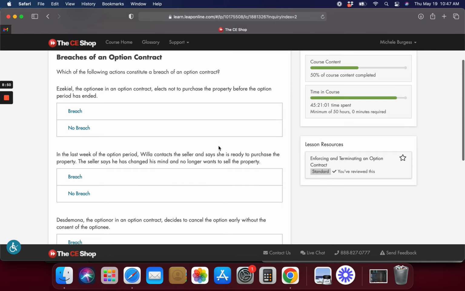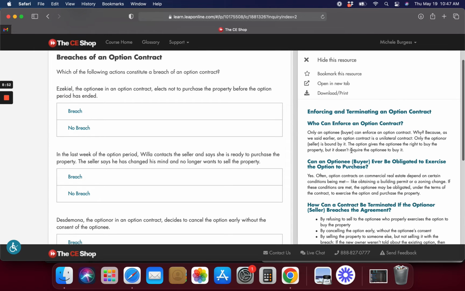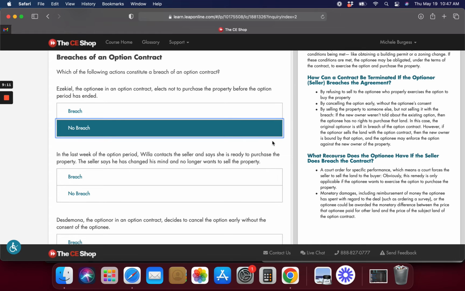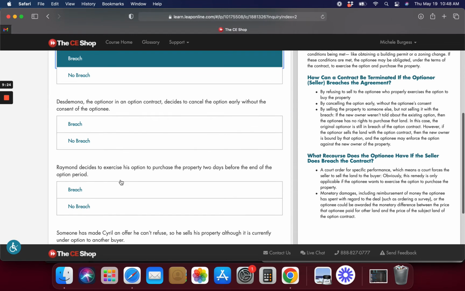All right, breaches of an option contract. What constitutes a breach of contract? Ezekiel, the buyer in an option contract, elects not to purchase the property before the option period ends. I would say that's no breach. In the last week of the option period, Willa contacts the seller and says she's ready to purchase the property. The seller says they changed their mind and no longer want to sell. I think that would be a breach.